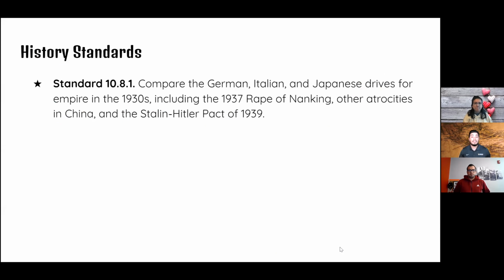Let's get a quick understanding of what we are learning today. Super important. What is the main thing? Take a look at our standards. Our goal today is to compare the German, Italian, and Japanese drives for empires in the 1930s, including the 1937 rape of Nanking, other atrocities in China, and the Stalin-Hitler Pact of 1939. So essentially, we're learning the first steps these totalitarian regimes do once they have ambitions to take over more than just their countries.